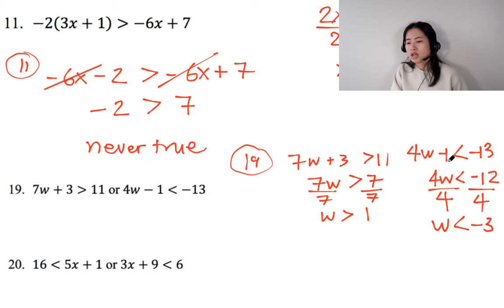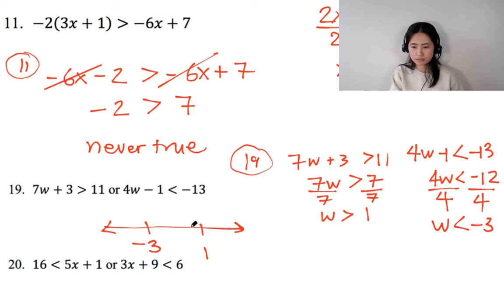Okay, cool. So in this case, because it's an or, all you have to do is draw 1 and negative 3. So for w greater than 1, that's going to be right here. And then for w less than negative 3, that's going to be to the left, right? And they're not included. So this is your graph.